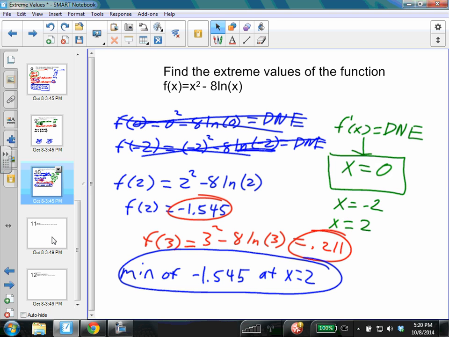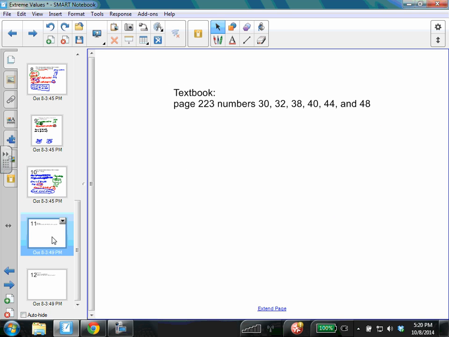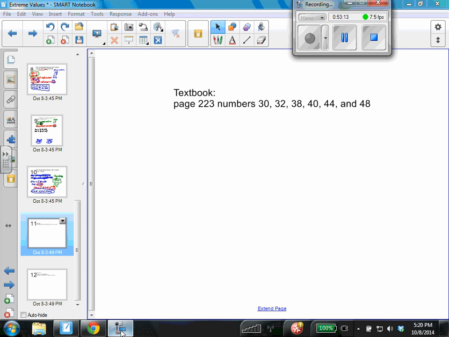Okay, I'm going to work a couple of examples out of your textbook now. They're going to come from page 223. So if you want to go ahead and flip to page 223 in your textbook to keep up, you're more than welcome to do that. Let's see how we're doing on time.